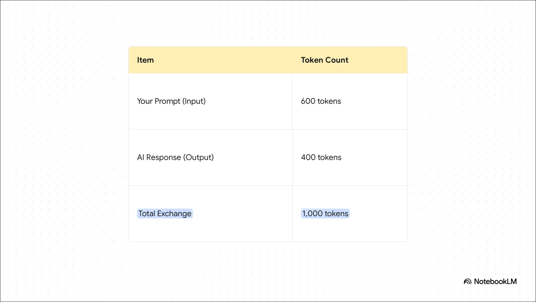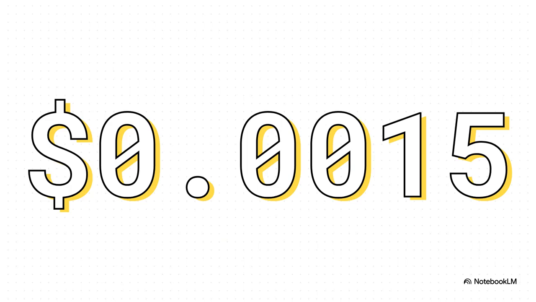Let's imagine a pretty standard conversation, right? Your prompt, your input, is about 600 tokens, and the AI's response, the output, is 400 tokens. That gives us a grand total of 1,000 tokens for that whole back and forth. So, based on their price of $1.50 per million, what does this one little interaction cost? And the answer is $0.0015. Yeah, it's less than 2/10 of a single penny.